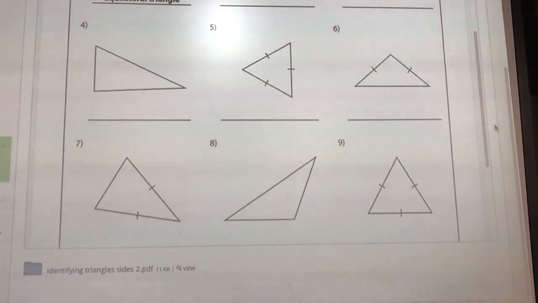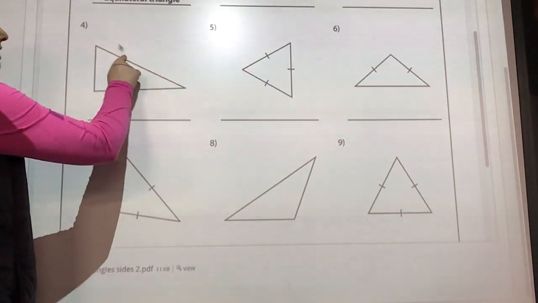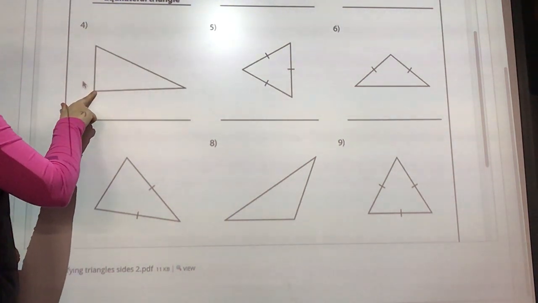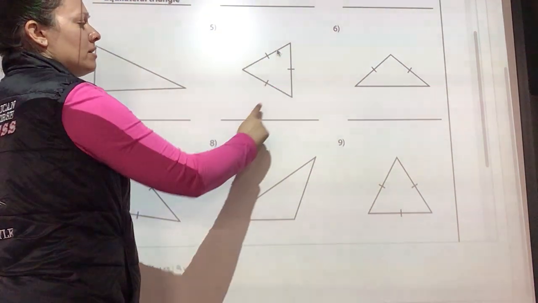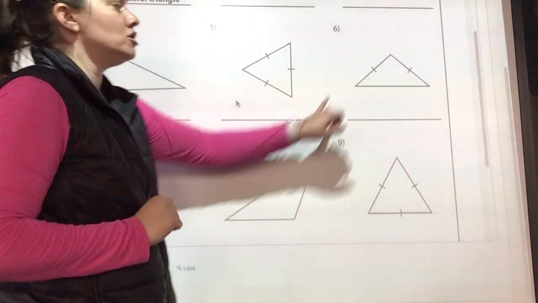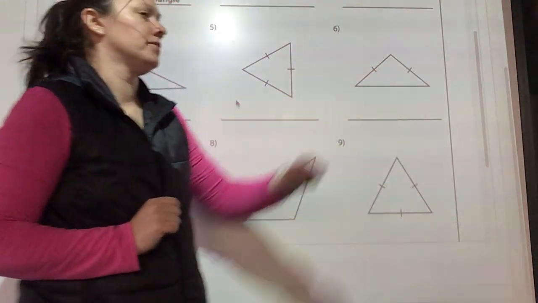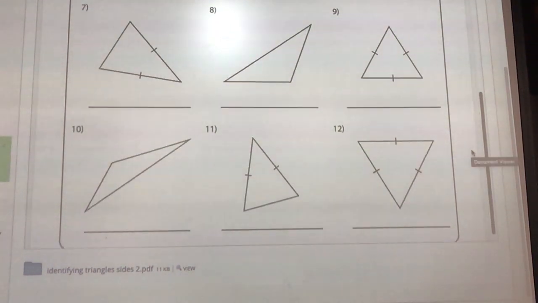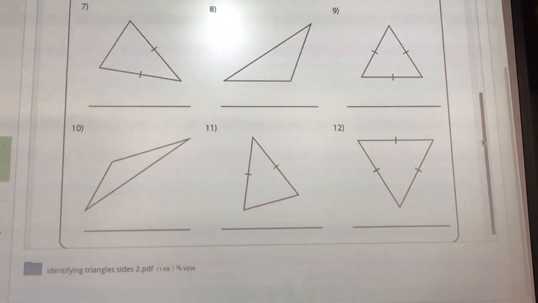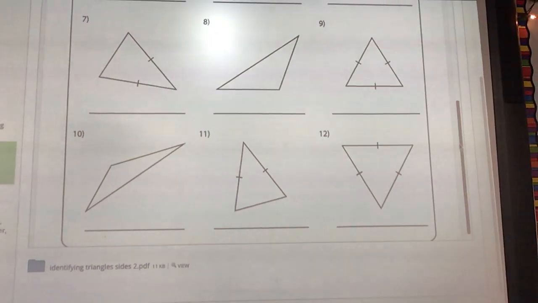All right, listening in 3, 2, 1. When I have no sides the same, what's that called? Scalene. All sides equal? Equilateral. 2 sides equal? Isosceles. All right, you do 7, 8, 9, 10, 11, 12. You got 6 of them there.